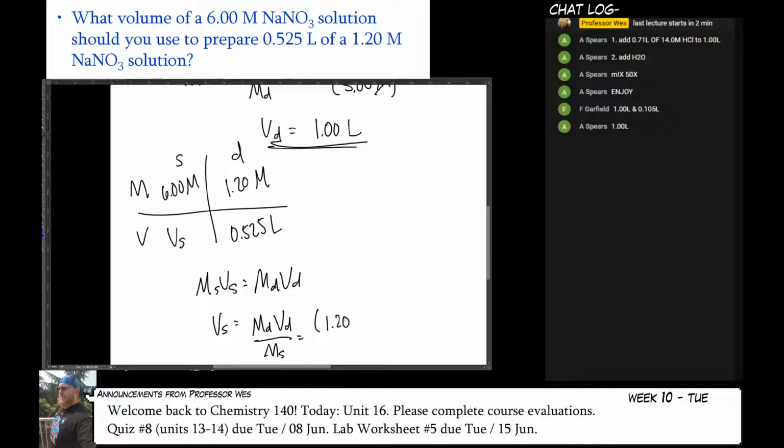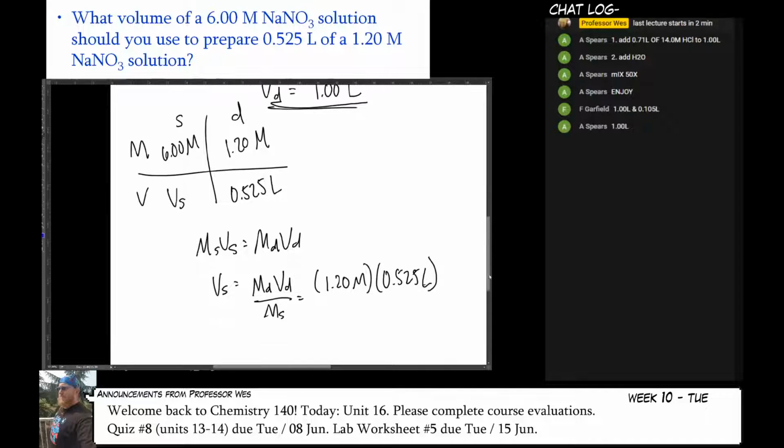So the dilute is 1.20 molar. The volume of the dilute, 525 milliliters or 0.525 liters, divided by the stock solution molarity, which is 6. I have to punch that into my calculator. It's going to be like 0.1 or something, right? 1.2 times 0.525 divided by 6 is 0.105 liters. So I would prepare that solution by first pouring out 105 milliliters of the stock solution. There you go.